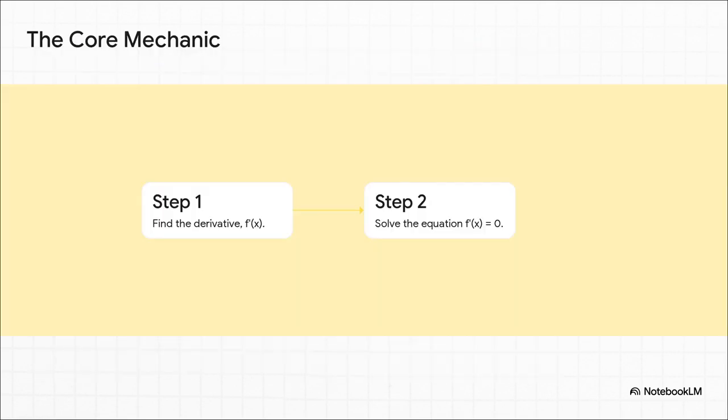So how do we hunt them down? It's actually a super simple two-step process. Step 1, you find the derivative of your function, f prime of x. Remember, that's just the formula for the gradient. And step 2, you take that derivative, set it equal to 0, and you solve for x. That's it. The answers you get are the x-coordinates for every single flat spot on that curve.